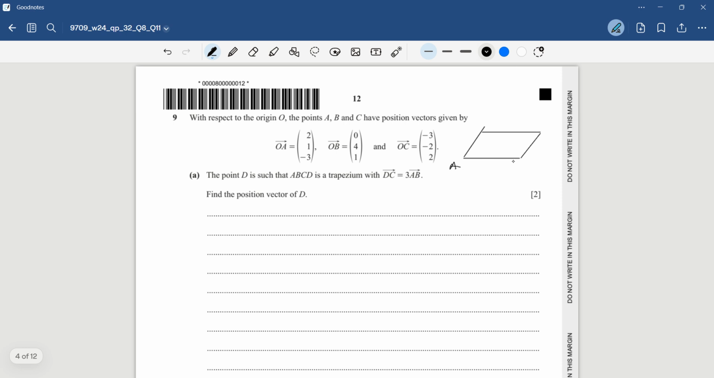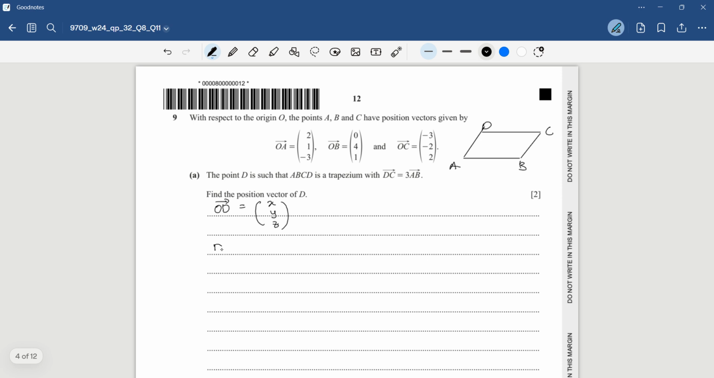Okay, approximately A, B, C, D. So they already give you A, B, C. Now I need D. It's given that DC equals 3AB. In order to find D, let's say I make it my position vector of D. I can make it as X, Y, and Z.